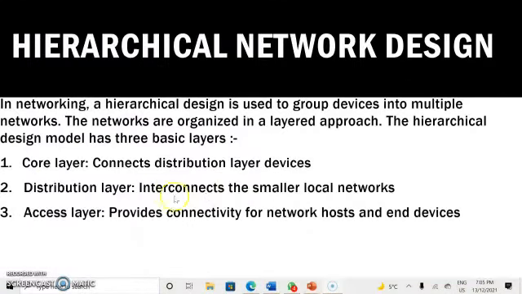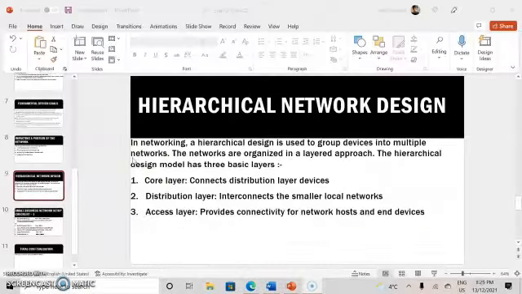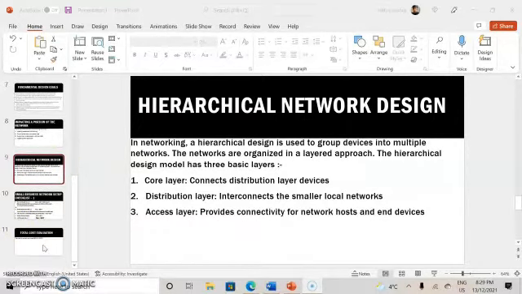The distribution layer includes the smaller local networks. It interconnects them. And the access layer includes switches, which provide connectivity for the network hosts and end devices. After looking at the network requirements and deciding the network design, I can make a design of the network.